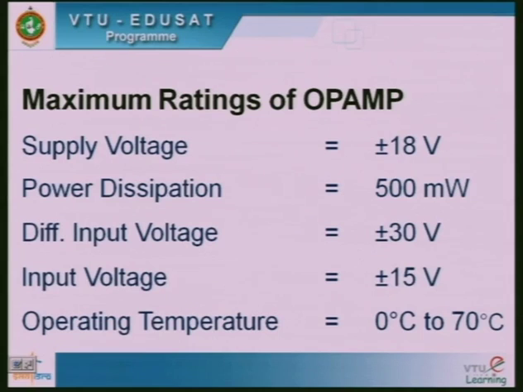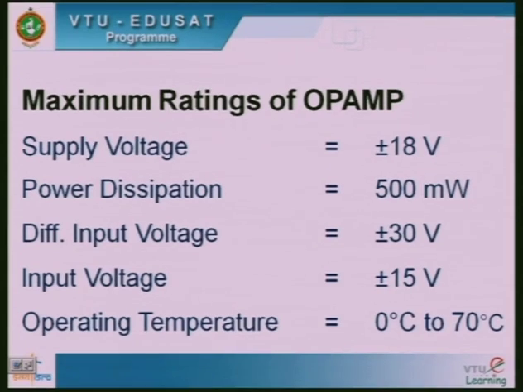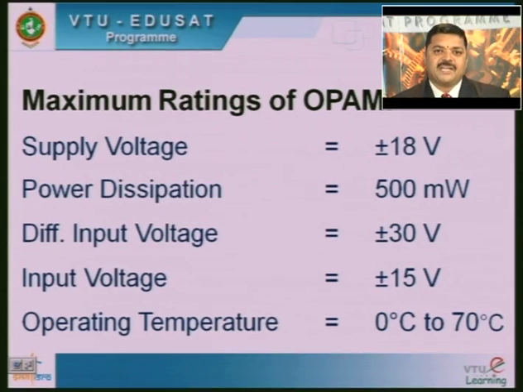Let us come to the maximum ratings of an op-amp. Maximum ratings means the maximum voltage with which the op-amp can withstand. Then what is the power dissipation in an operational amplifier, what is the differential maximum voltage it can withstand, what is the input voltage, what is the operating temperature of the device. All these details are discussed under maximum ratings of an op-amp.